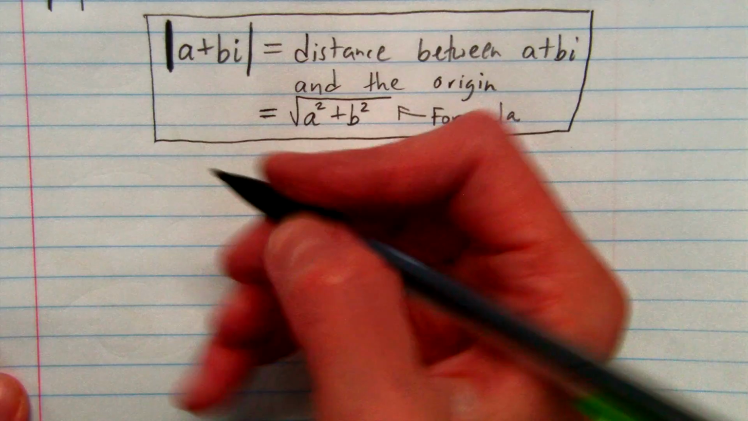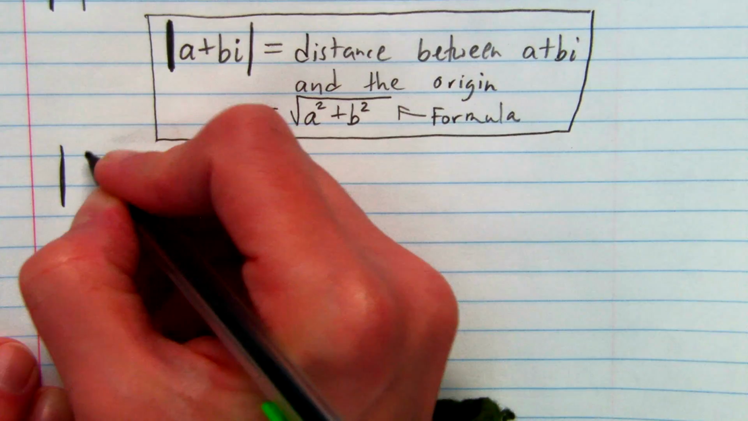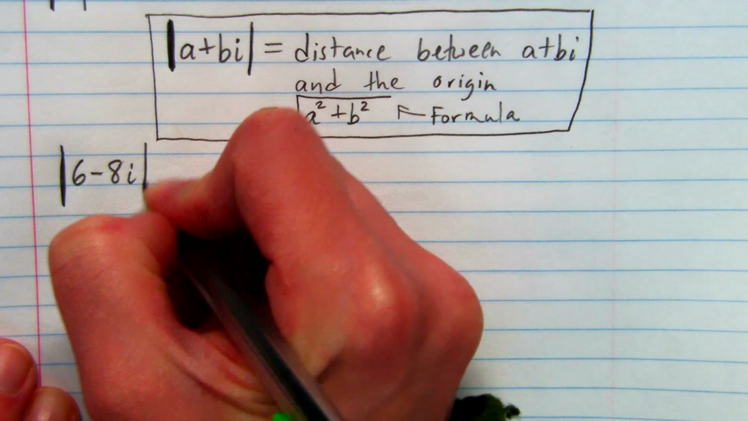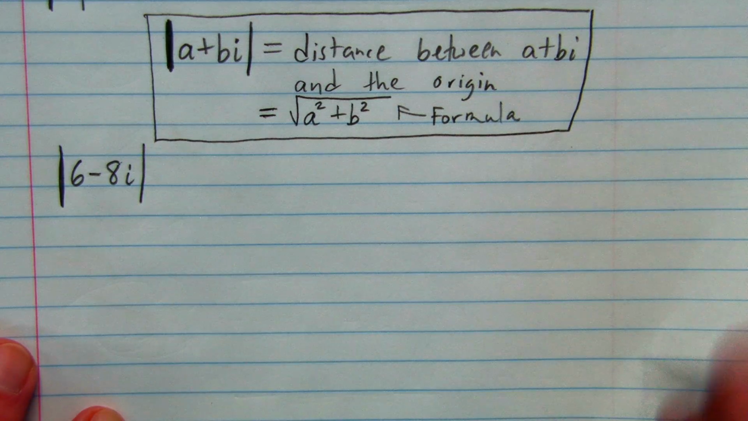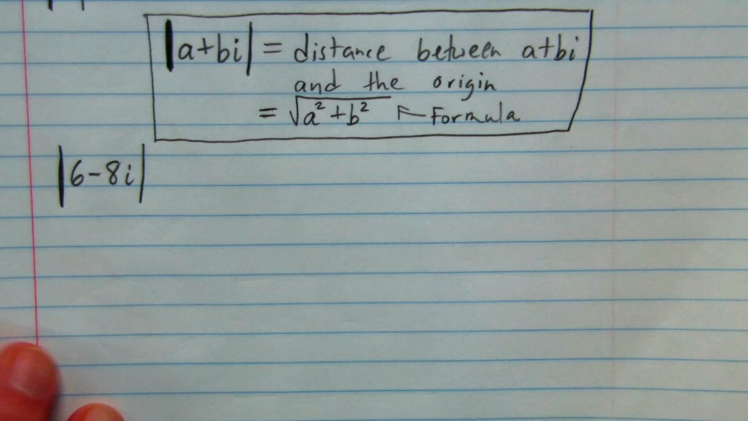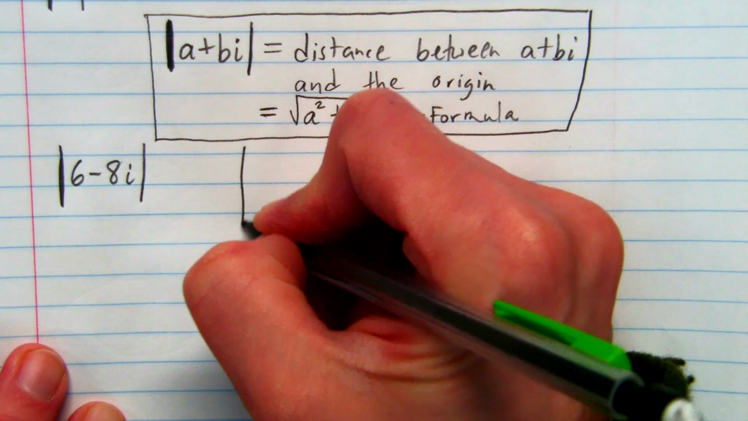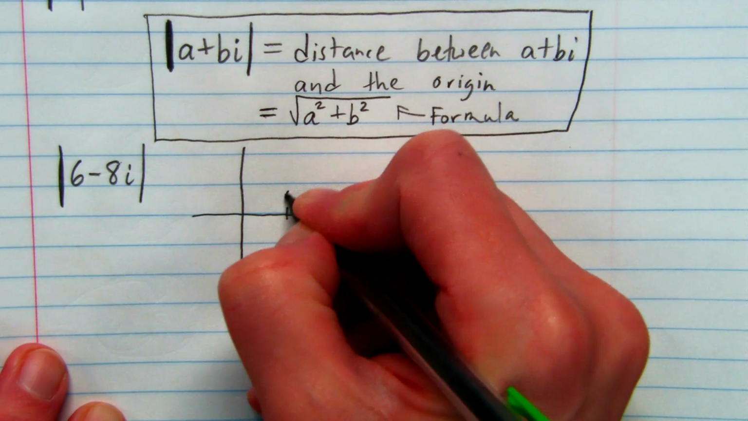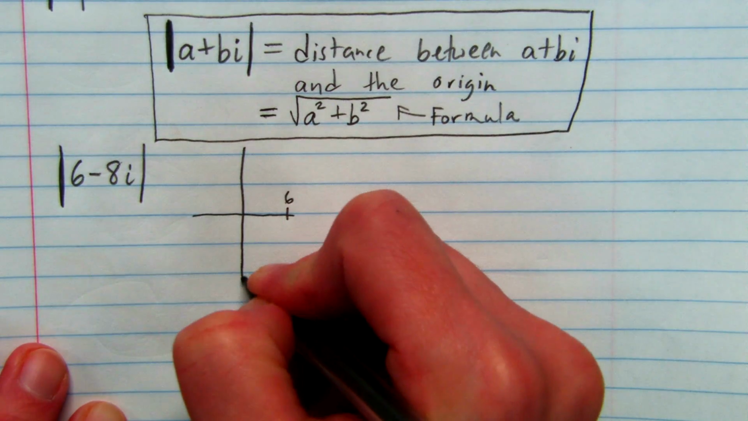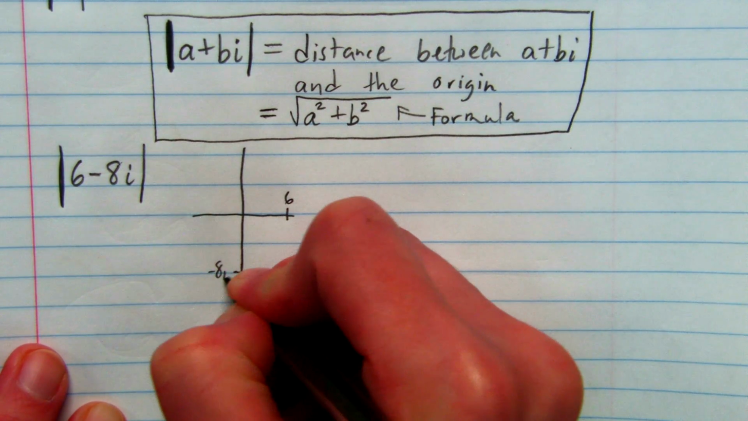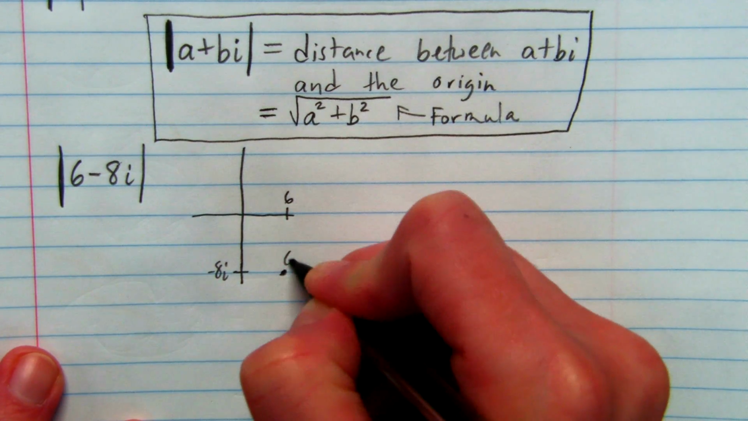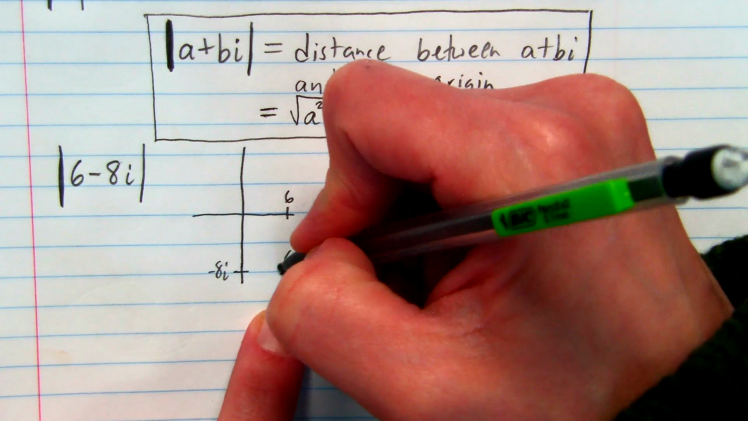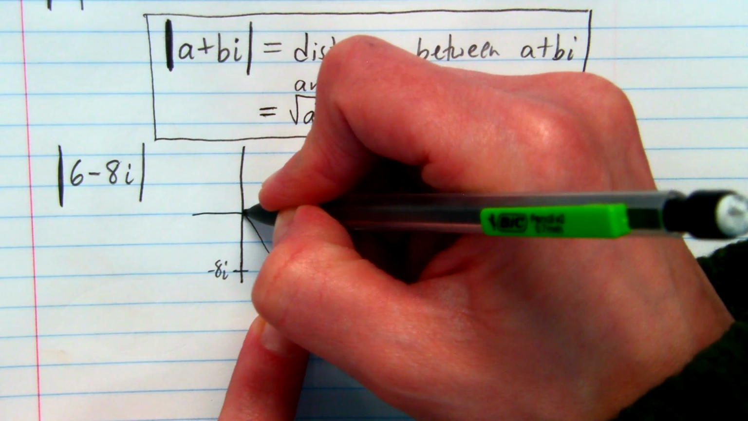Okay, so if I have the absolute value of 6 minus 8i, I just want to do a quick sketch. I'm not going to do a full-on graph, but a quick sketch to think about where that is. So 6, I would go over to wherever 6 is. I'm just going to say this is 6. I'm going to say that negative 8i is right there. So this would be the point 6 minus 8i. What we're doing is trying to figure out what that distance is from the origin.